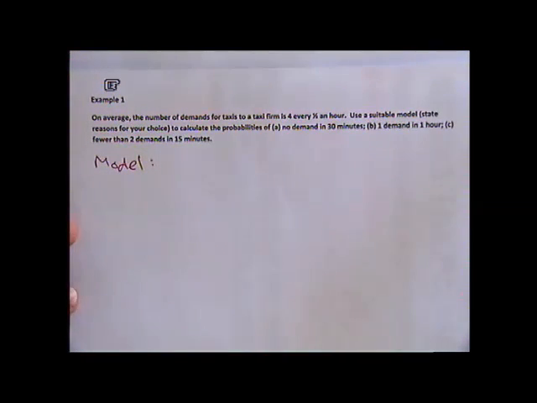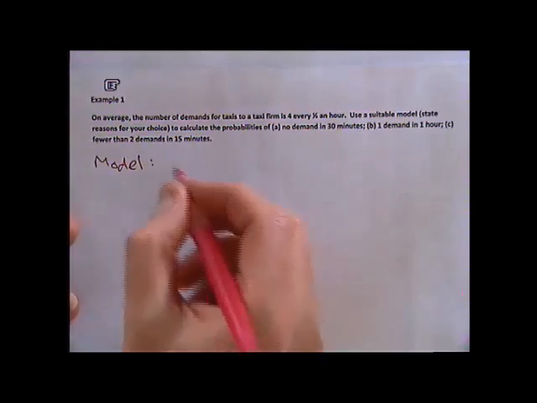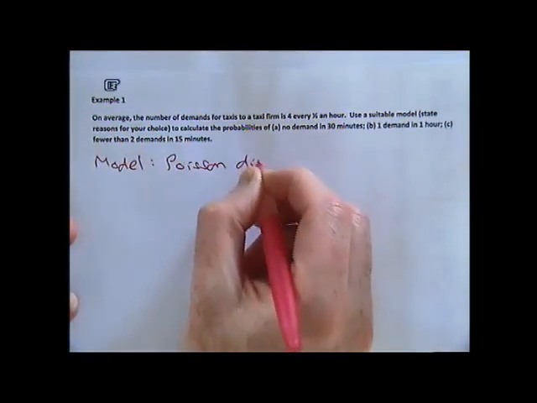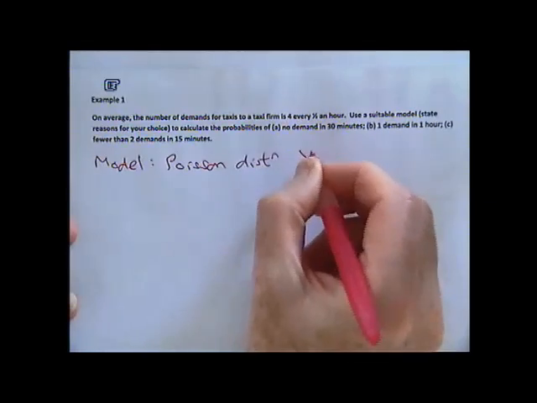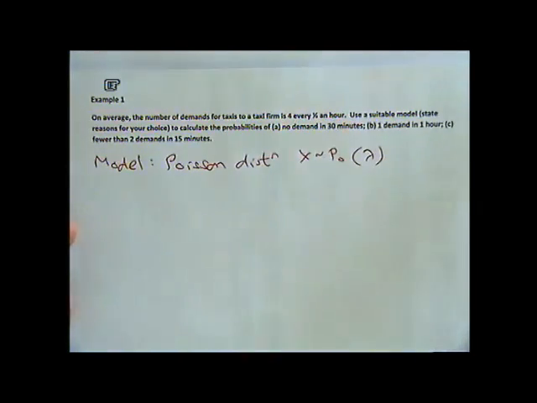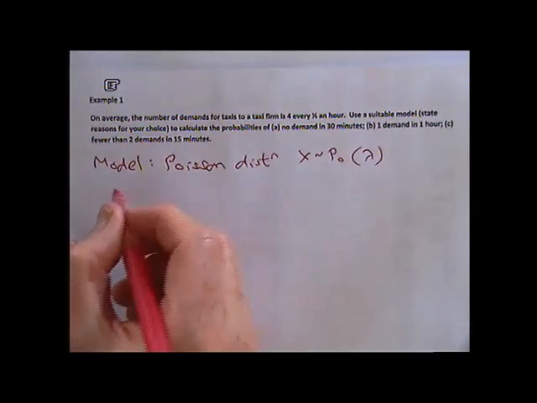What model will we use? I know you're all... Throw them at somebody. So we will use the Poisson distribution. Okay, so we'll say X will follow the Poisson distribution with parameter lambda. But we have to give reasons for the choice.